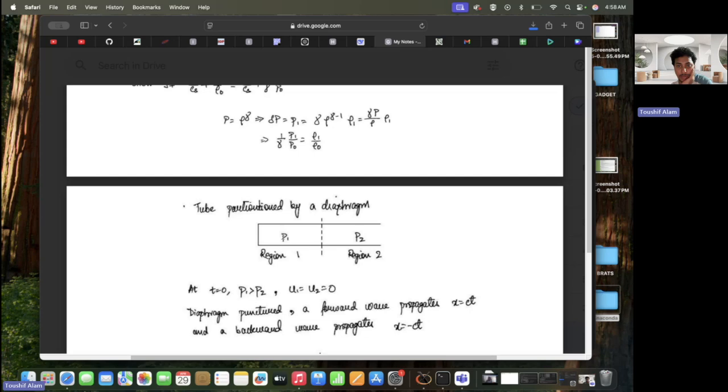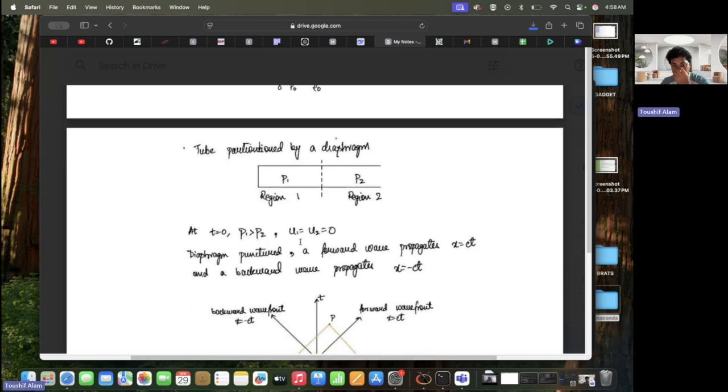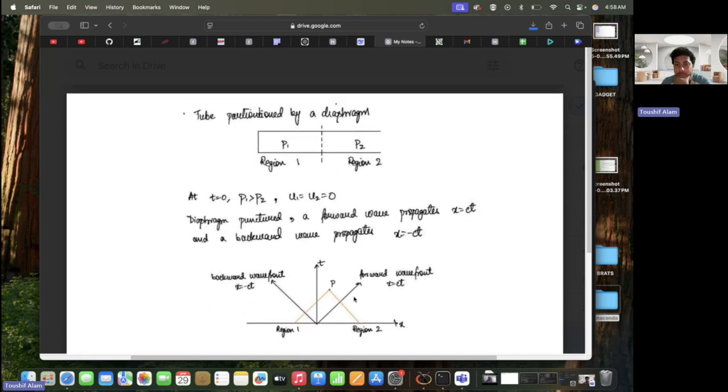The region is partitioned by a diaphragm. So P1 and P2 are the pressures in region 1 and region 2. At t equals 0, P1 is greater than P2, and U1 is equal to U2 is equal to 0. Suppose the diaphragm is punctured. Say a forward wave propagates as x equals ct, and a backward wave propagates as x equals minus ct. x equals ct is this curve, right? Sorry, this is x and t. So x equals ct is this one.